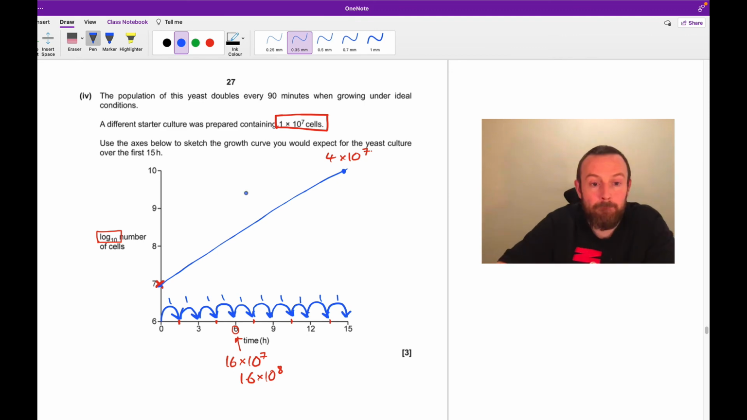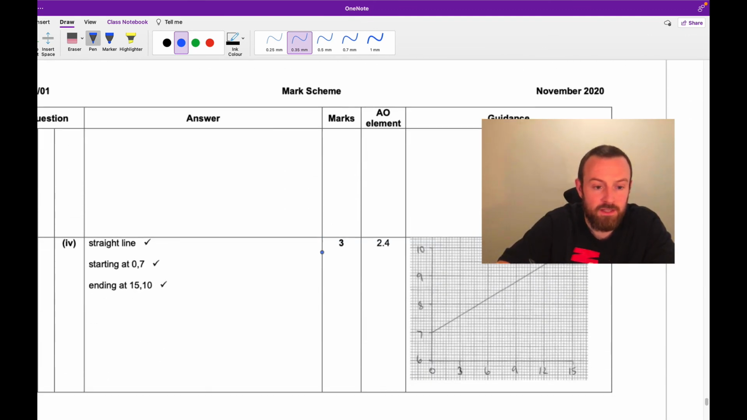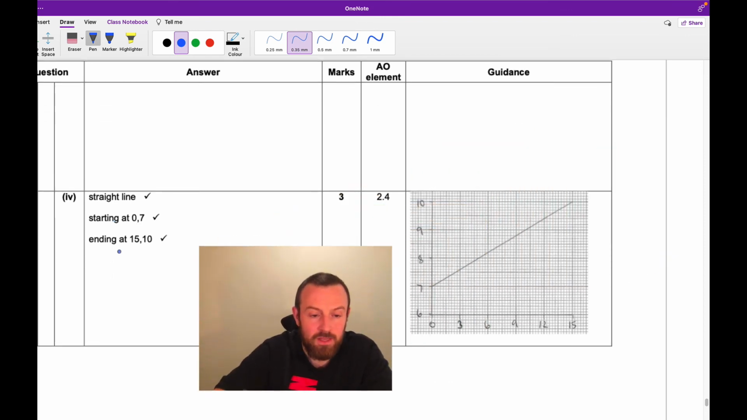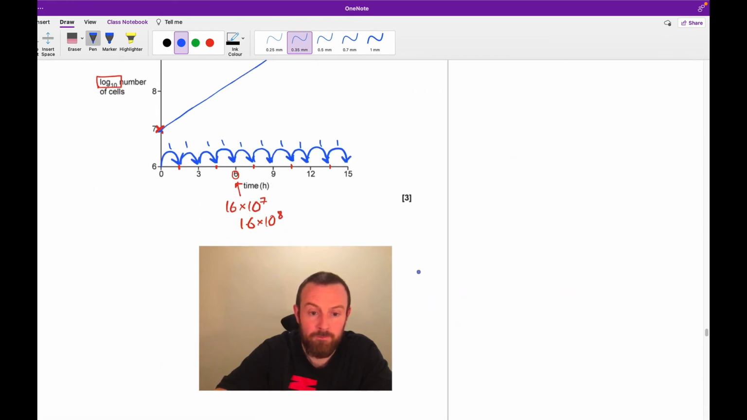Well done, you. So, if you're wondering how many marks do I get for it, it is 1 mark for a straight line, 1 mark for starting at 0.7, and 1 mark for ending at 15.10. What's that even doing in a biology paper? I'm not even sure. That feels like physics to me, but oh well.